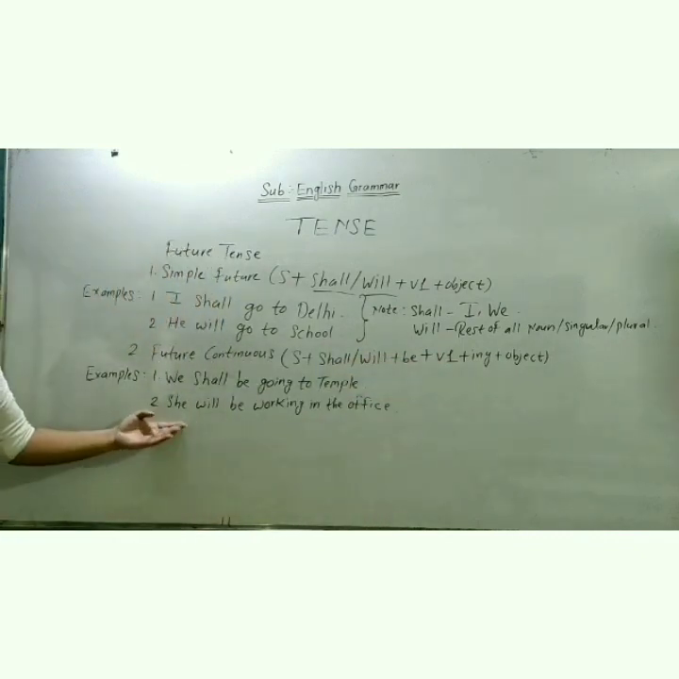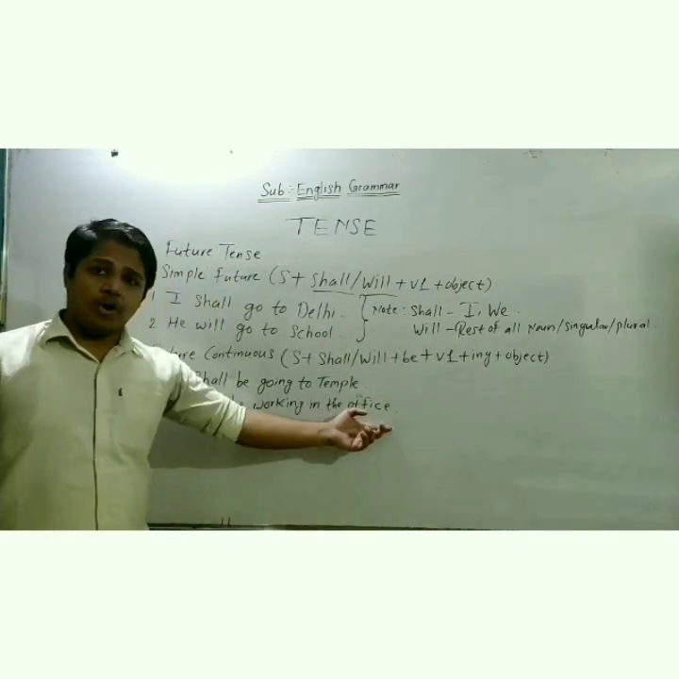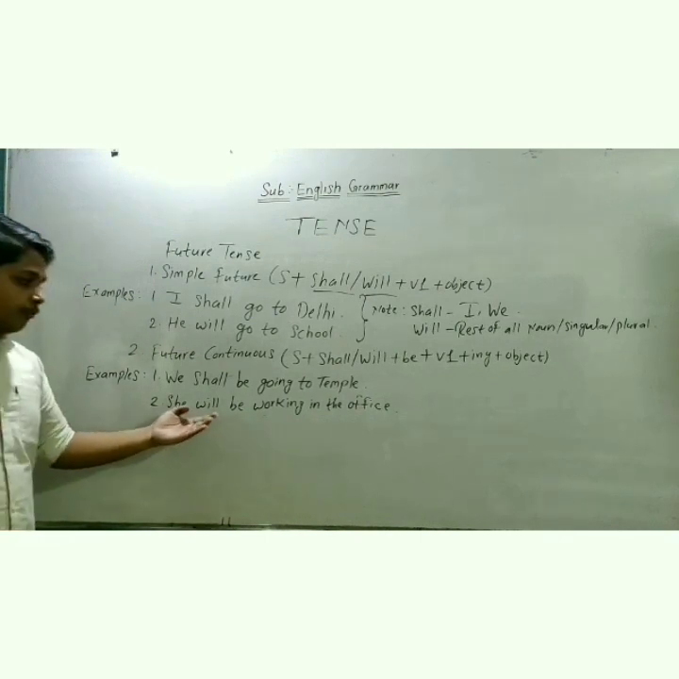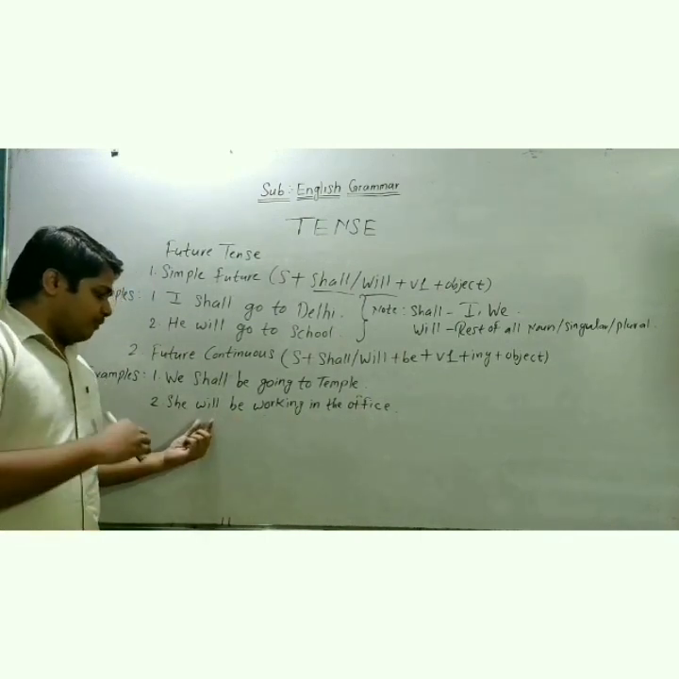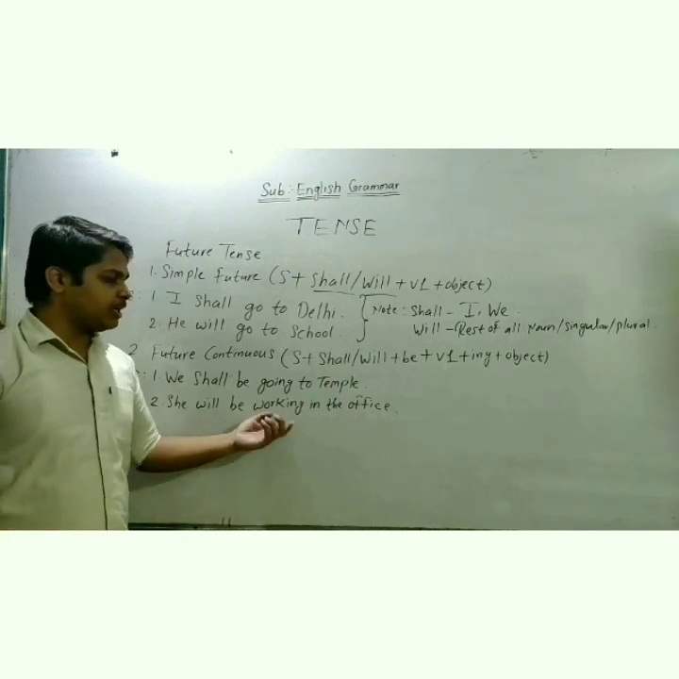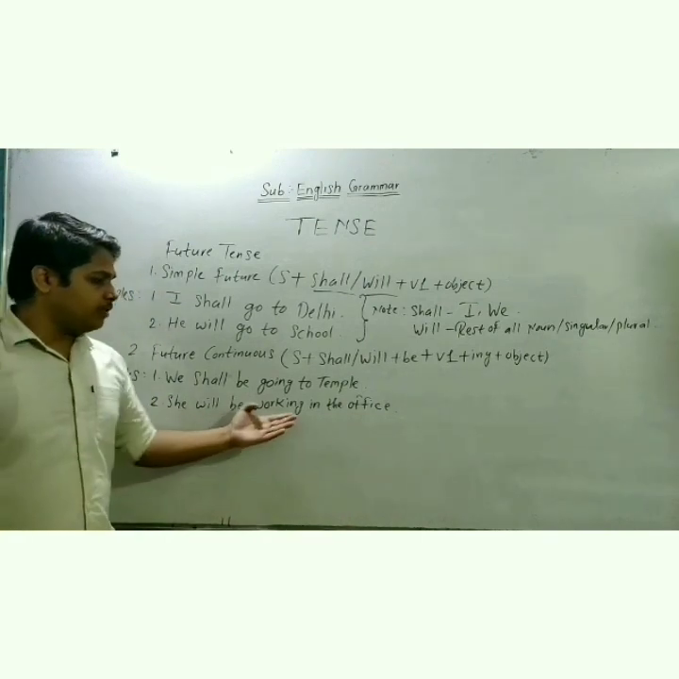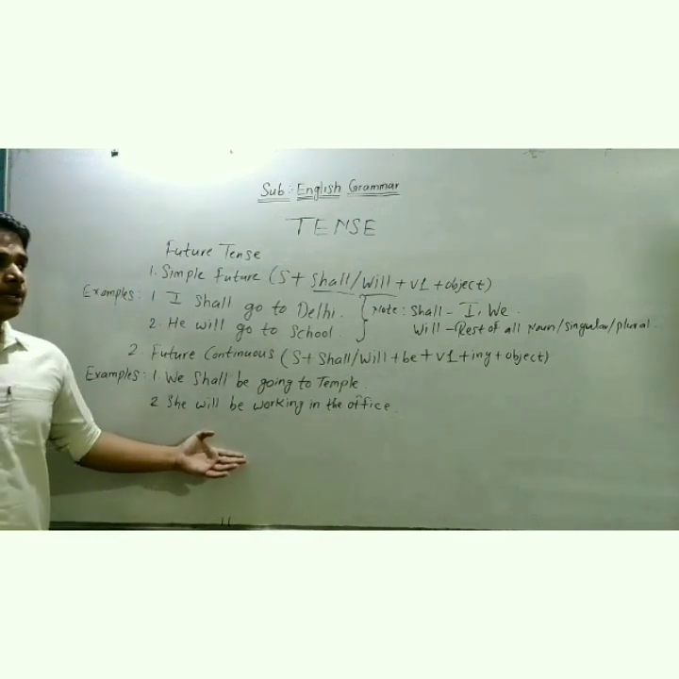The second example is she will be working in the office. She is a singular noun, so we have to use will, and with will we use be and verb plus ing, and in the office is the object. So, she will be working in the office. This is the second example.